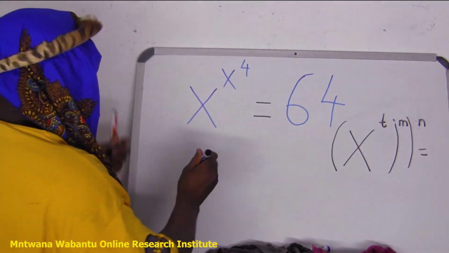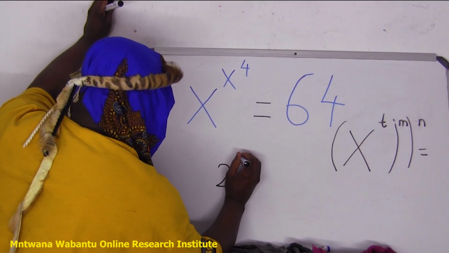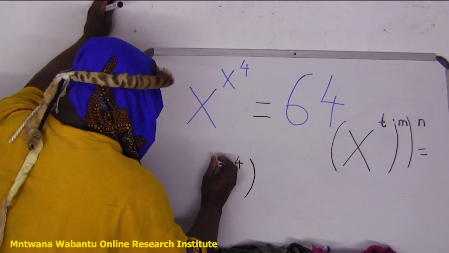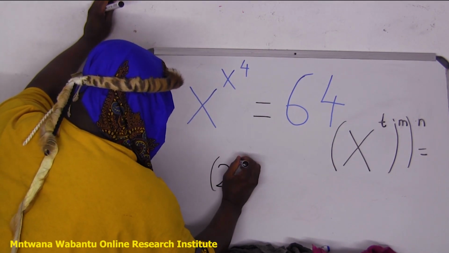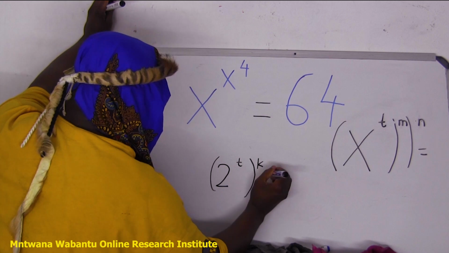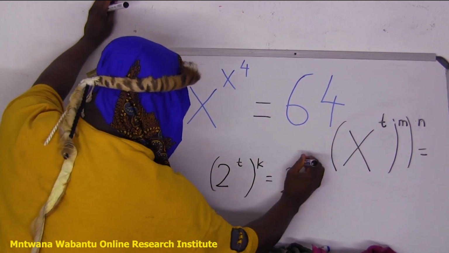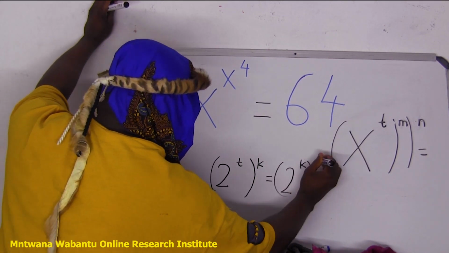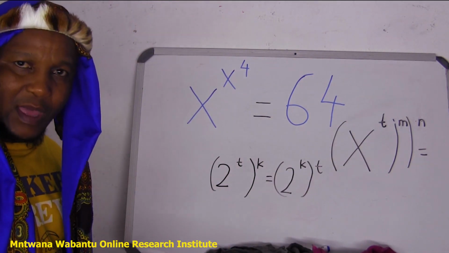For example, if somebody gives you 2 power t, all power k, this is the same as 2 power k, in brackets, power t, okay?